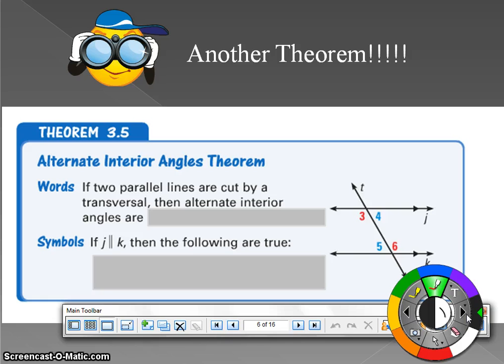All right, here's another theorem. This is about alternate interior angles. So if two parallel lines are cut by a transversal, then alternate interior angles are congruent.